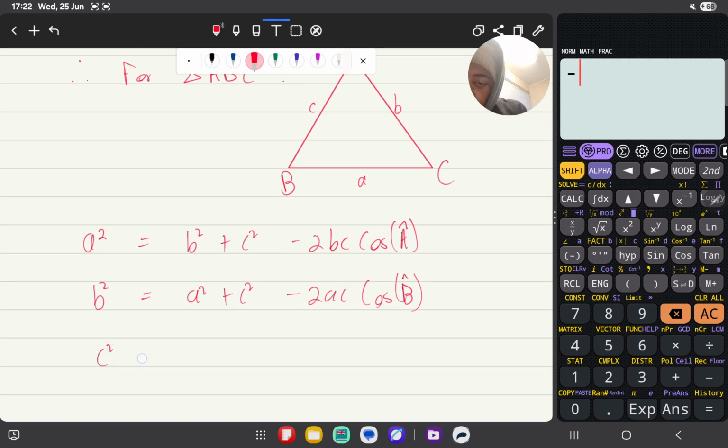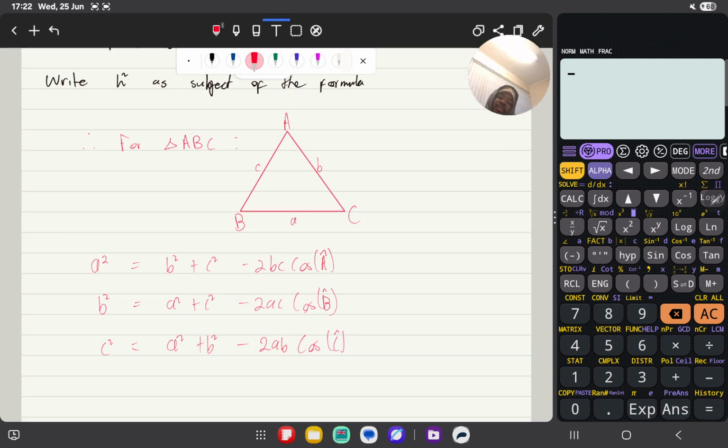And then the last one, you would say c squared equals a squared plus b squared minus 2ab cos C. And just like that, my friend, you are done with the cosine rule. This is the cosine rule. It's very easy to remember.